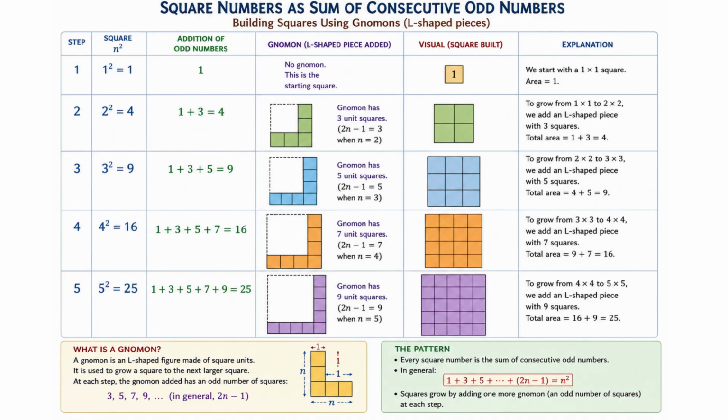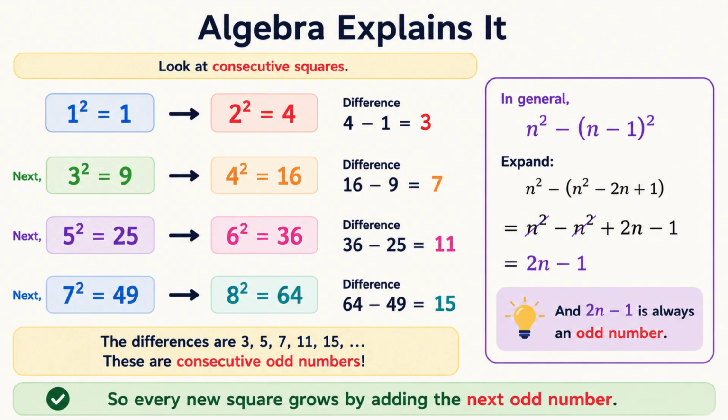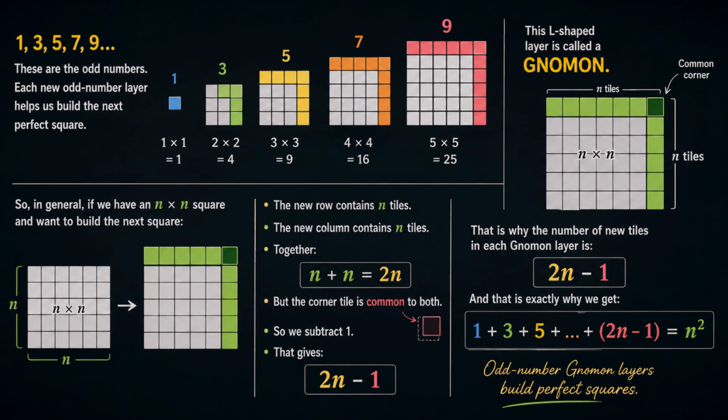And this continues: 1, 3, 5, 7, 9, and so on. These are the odd numbers. Each new odd number layer helps us build the next perfect square. This L-shaped layer is called a Gnomon.